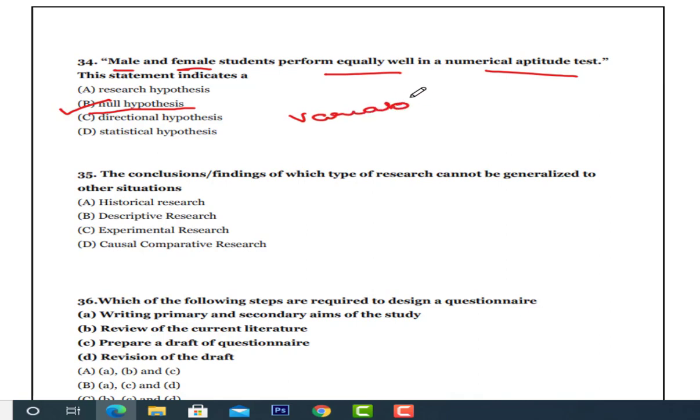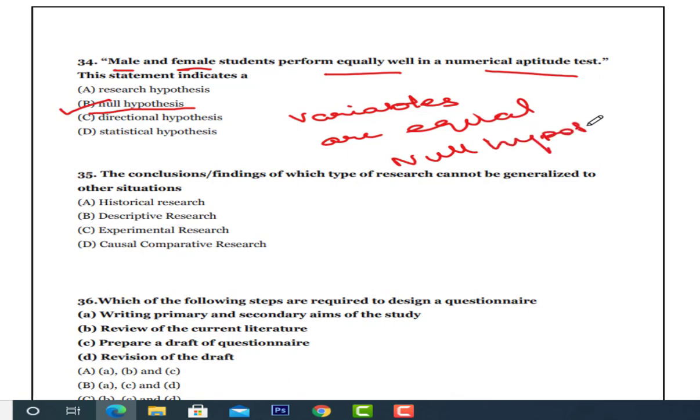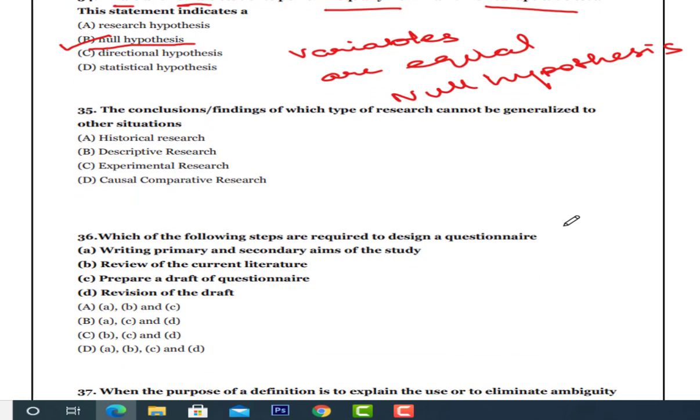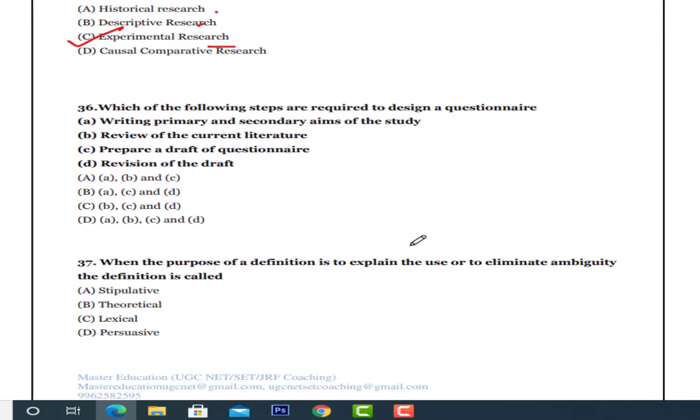Okay. If the variables are equal, then the statement indicates a null hypothesis. The next one: the conclusion or finding of which type of research cannot be generalized to other situations? Historical, descriptive, or experimental? If you find out some experiment in one value, it cannot be generalized to another situation. So experimental research is the answer.